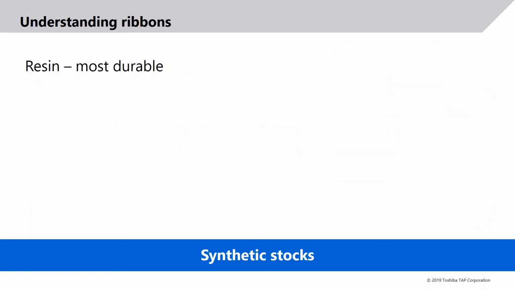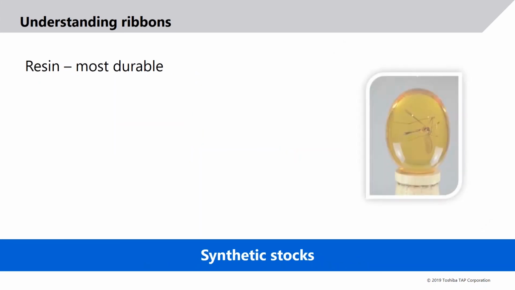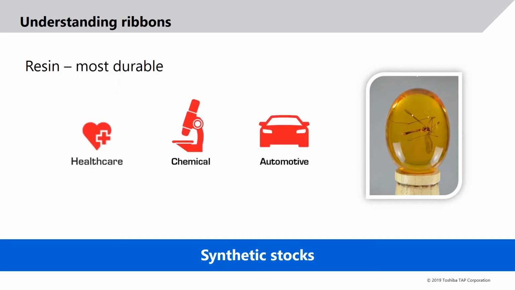Now, if you need an indestructible style of ribbon, then you need a pure resin. Now, pure resin is the most expensive ribbon on the market, but it lasts the longest depending on the label that you're using. It can only be used with synthetic stocks, partly because of the way it's constructed, but also we wouldn't recommend to use it with a paper-based stock for the cost of the ribbon versus the cost of the label. It doesn't really make sense.